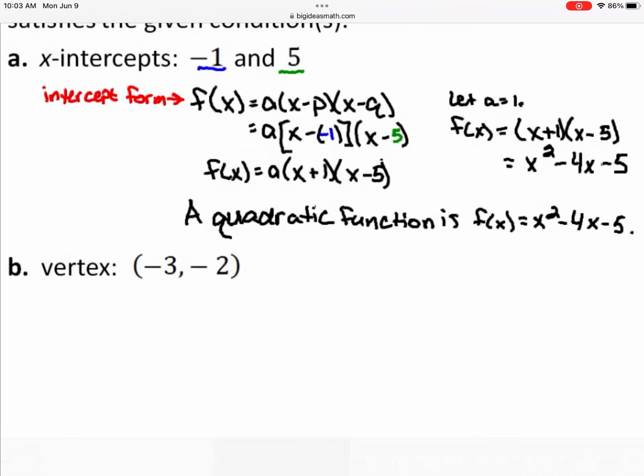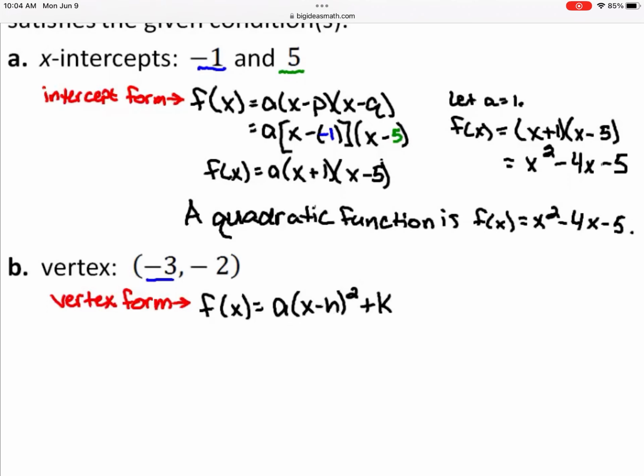Part B. Vertex -3, -2. Because you know the vertex, use the vertex form to write an equation. The vertex form is f of x equals a times the quantity x minus h squared plus k. You are told that the vertex hk is -3, -2, so substitute -3 for h and -2 for k.